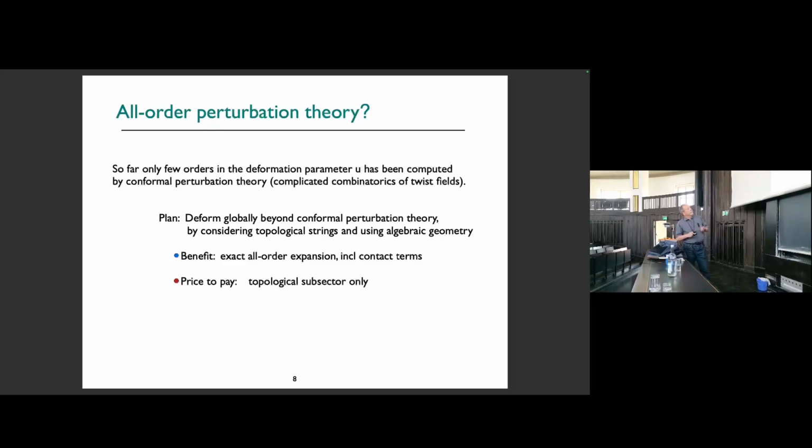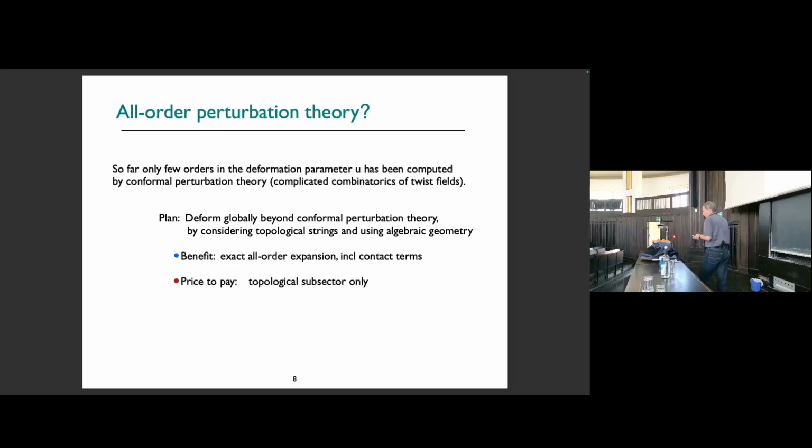So in this kind of geometric setup, where you count Gromov-Witten invariants and so on, it's routine to have all order expansions which are exact, including all contact terms and so on. The price to pay is, of course, that this is in a protected subsector only. That it doesn't capture the full theory.